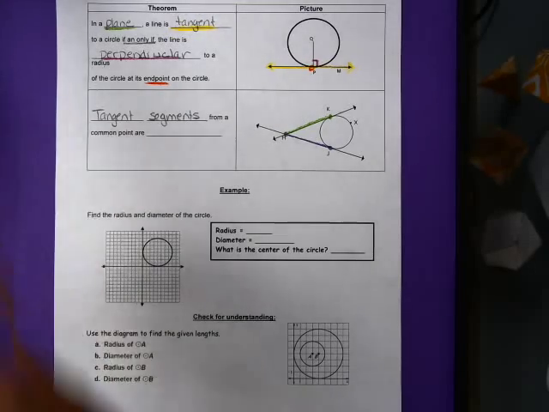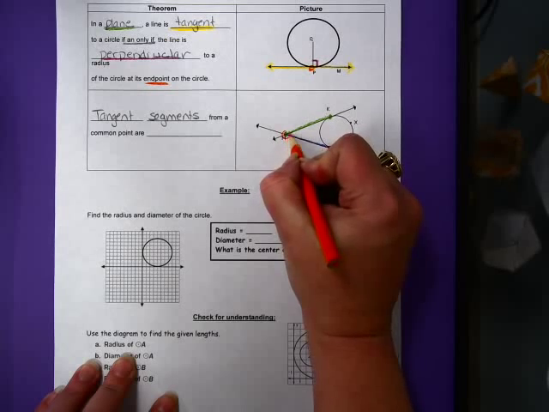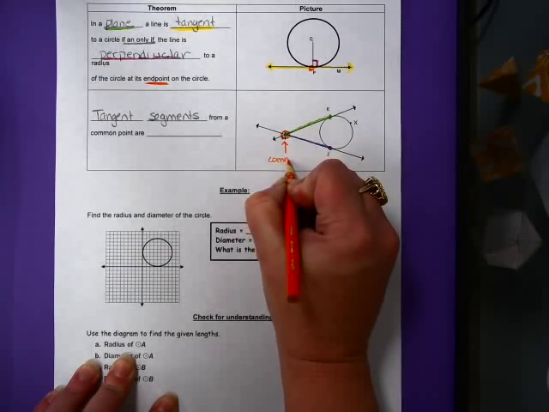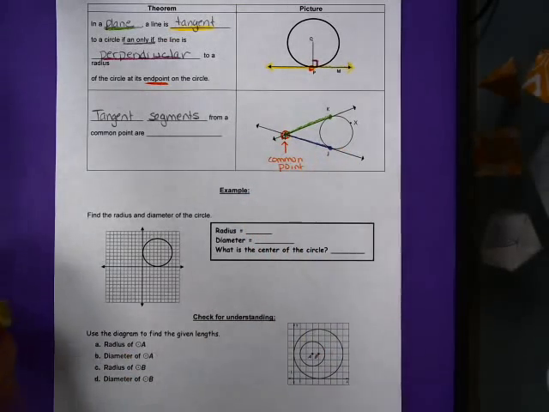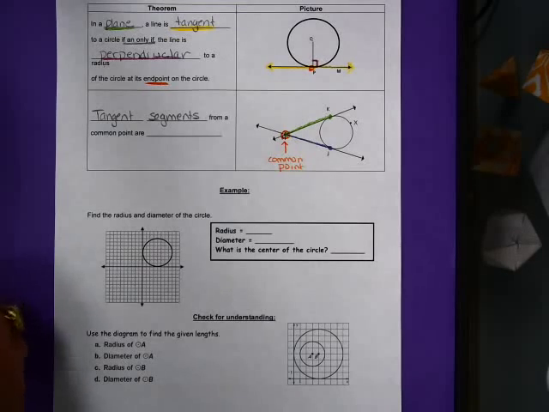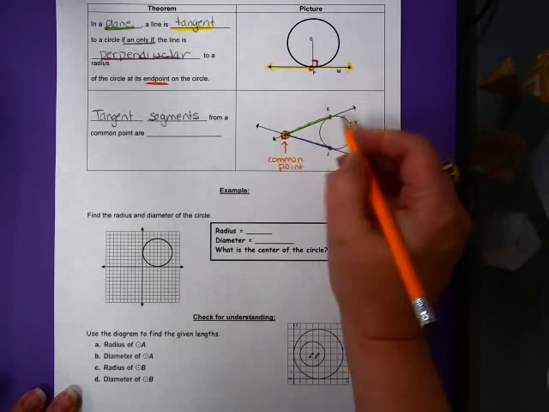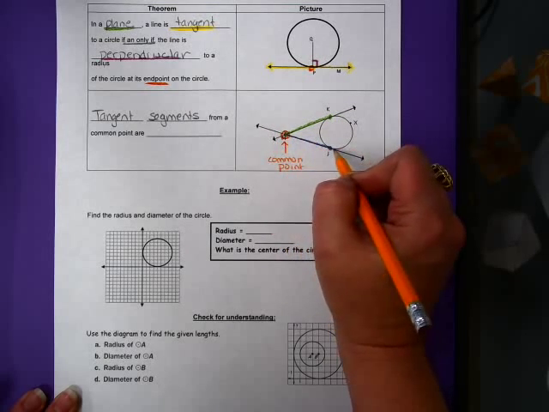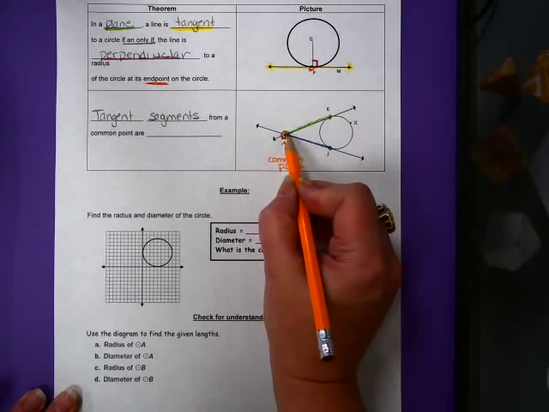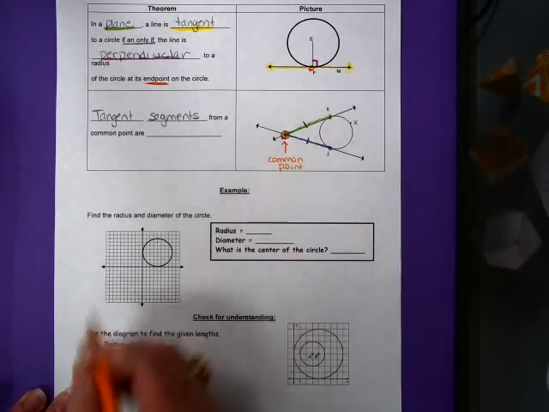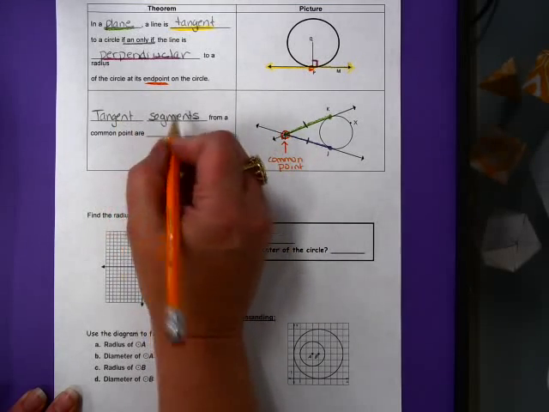All right, from a common point, there's my common point, and what do we know about these two segments? Well, if they're indeed tangent and they intersect at that one point, then that segment right here is going to be congruent to this segment right here. So the tangent segments are congruent.